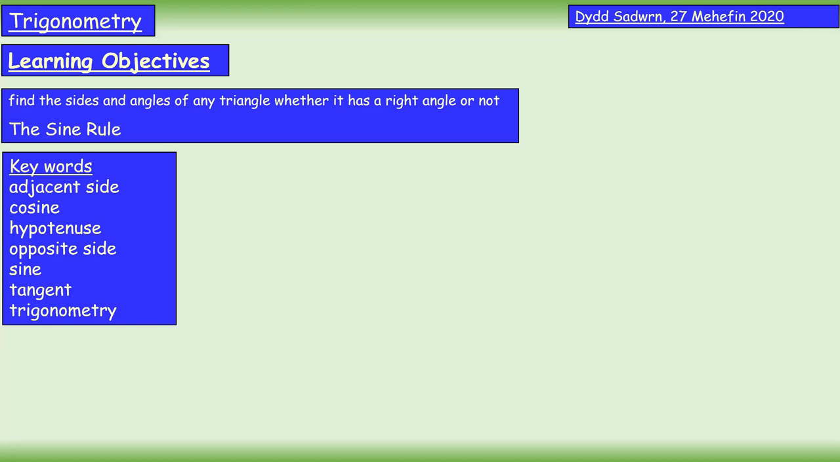Hello. Right, we've got the sine rule this time. So as per usual, we're going to make some notes on the learning objectives, heading and keywords, dates in Welsh. So hit pause, make some notes. When you're ready, we'll move on to the starter.